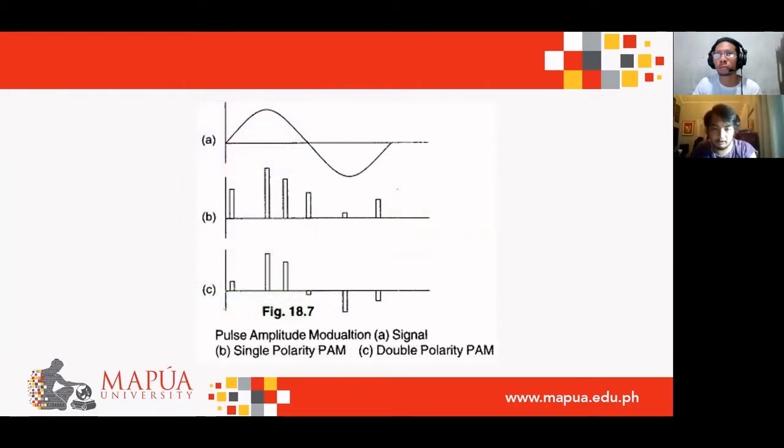Then in this figure, letter A is the modulating signal. Then B shows the single polarity PAM. As we can see, it is only on the positive side. Then letter C is the double polarity PAM, where we can observe that the signals are shown on either the positive side and the negative side.